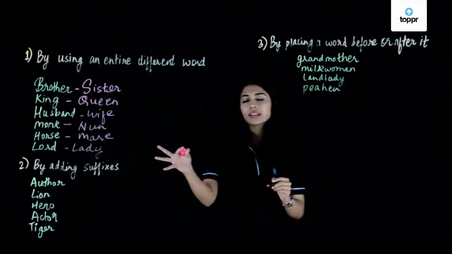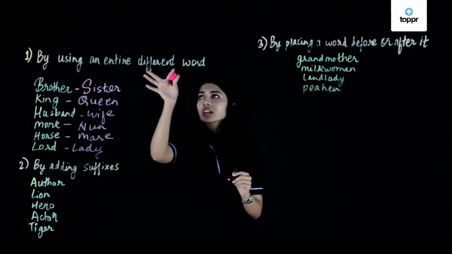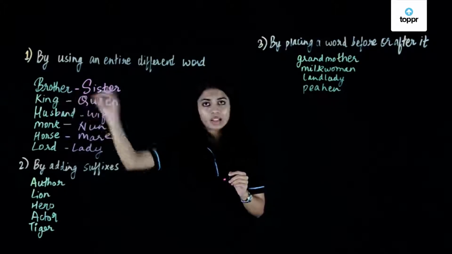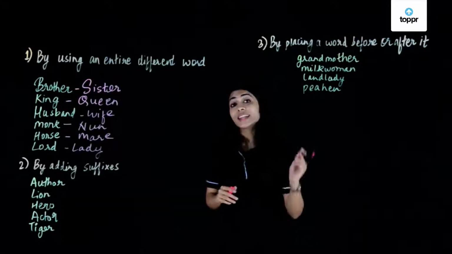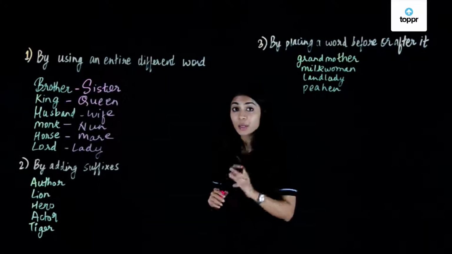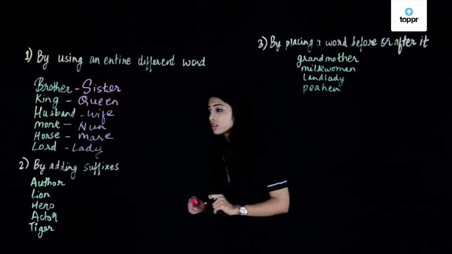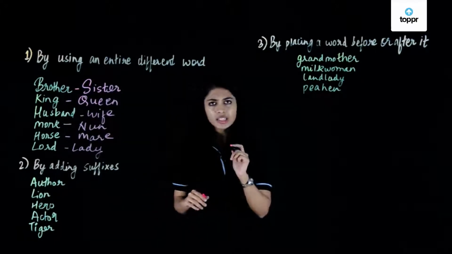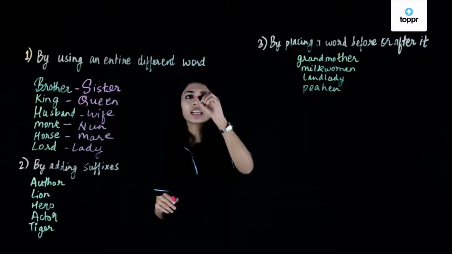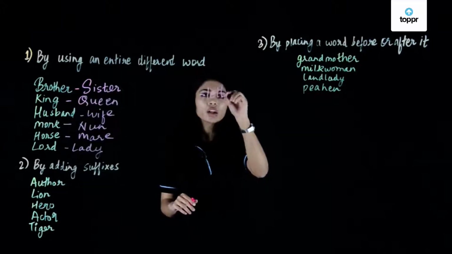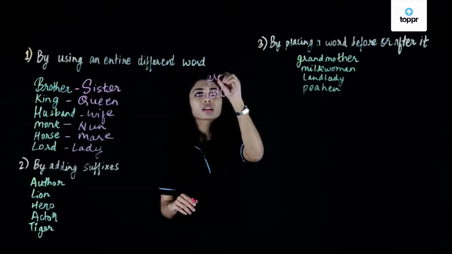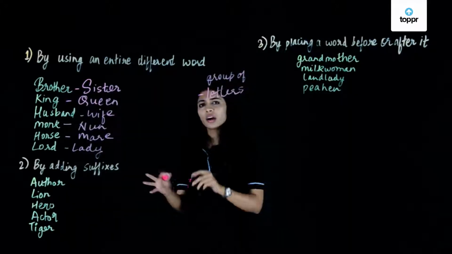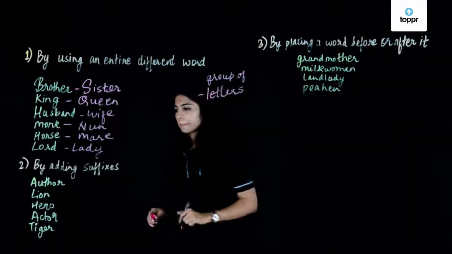So, did you see what I did there? I used an entirely different word to form the feminine gender of the masculine form. Now, let's look at the second way of forming feminine nouns from masculine nouns. So, the second way is by adding suffixes. What are suffixes? Suffixes are basically letters or a group of letters that are added at the end of the word to form a new word. So, let's look at them.